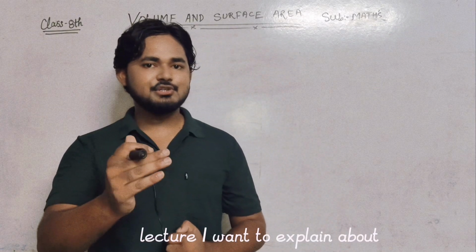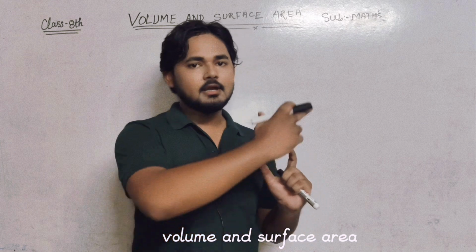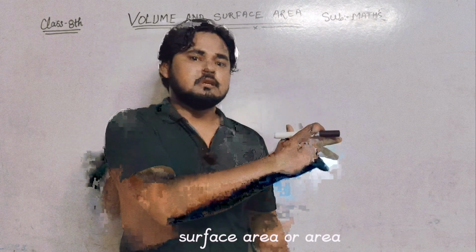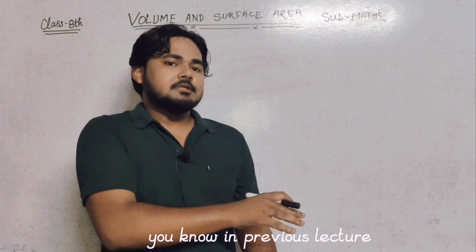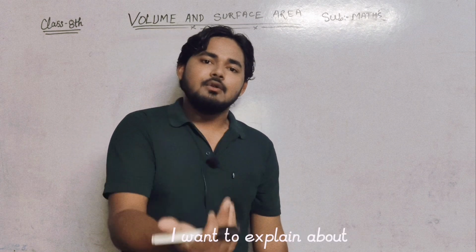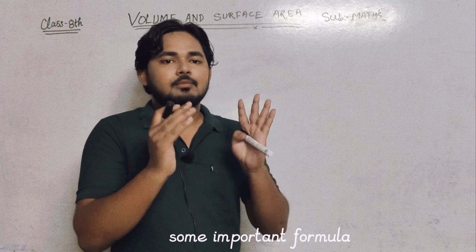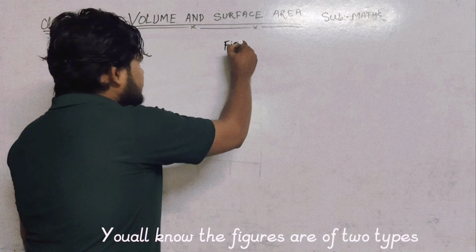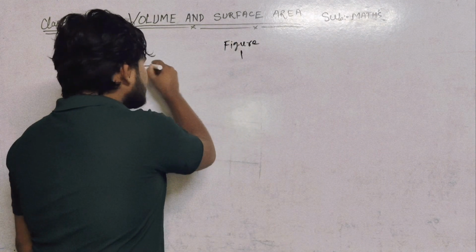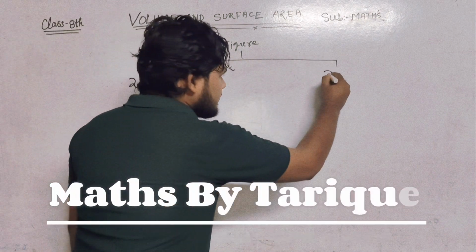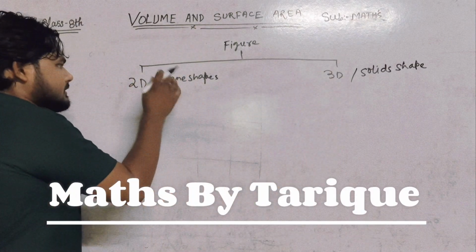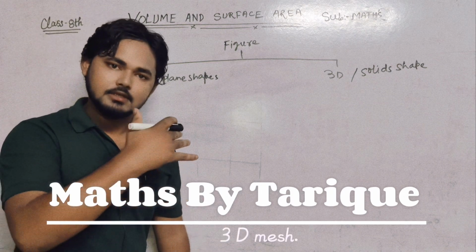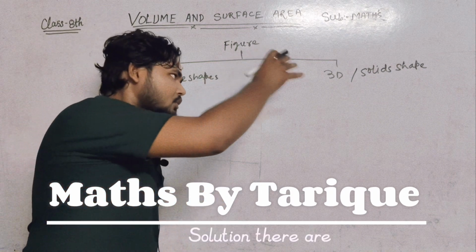Student, in this lecture, I want to explain about volume and surface area. I have already explained about volume and surface area in the previous lecture. Today, I want to explain some important formulas of the volume and surface area. You all know the figures are of two types. One is called 2D. Another type of figure is called 3D. Student, 2D means plane shape and 3D means solid shape.